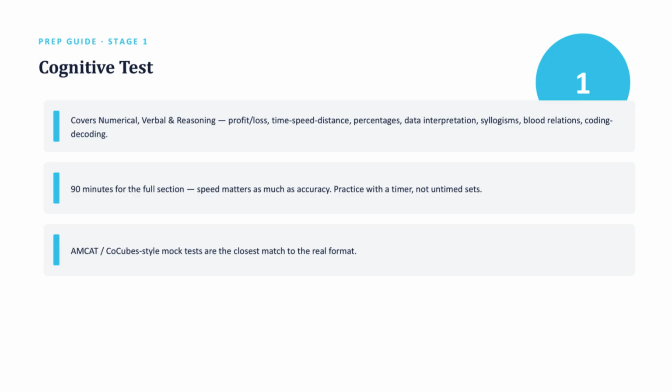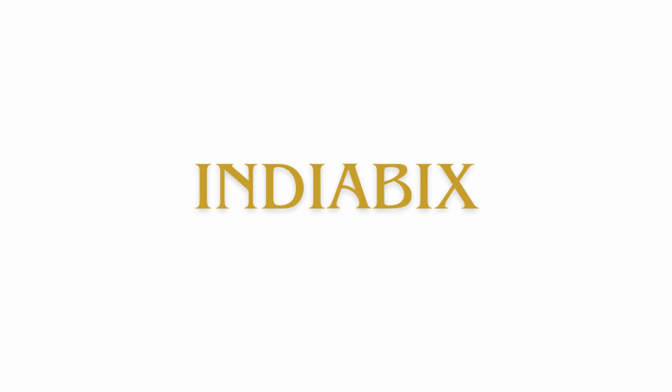Okay, let's talk about how to prepare for HCL's AMP program stage by stage. The first one is the cognitive test. It is standard aptitude stuff based on profit and loss, time, speed, distance, percentages, data interpretation, blood relations, coding and decoding. If you have ever prepared for MCAT or CoCubes, this is very familiar. For free resources, I honestly suggest you check out IndiaBix. It's still one of the best places to grind topic-wise questions for free. No login is required for this one.